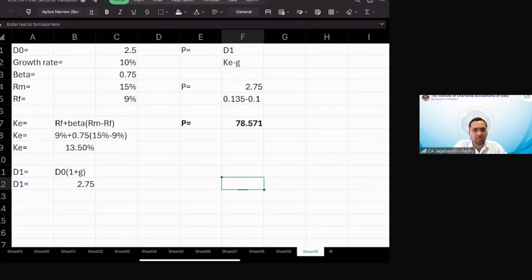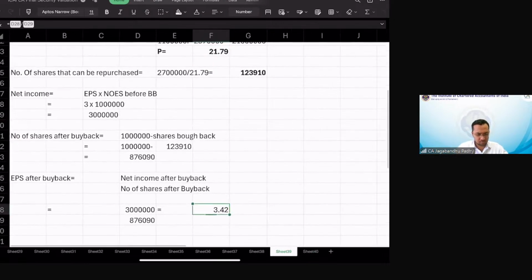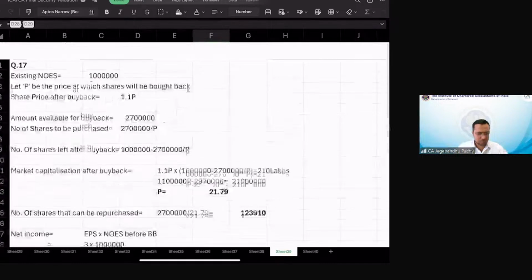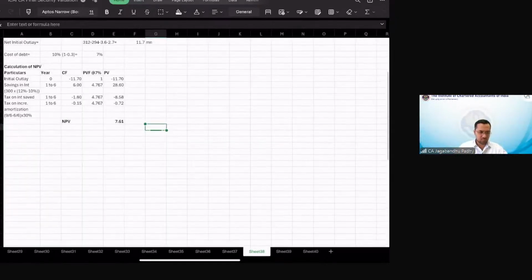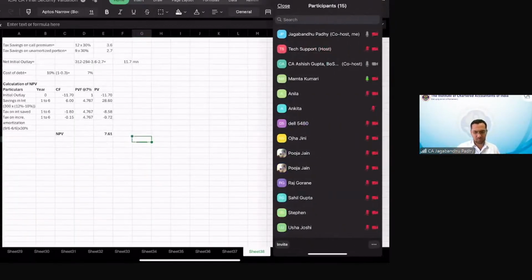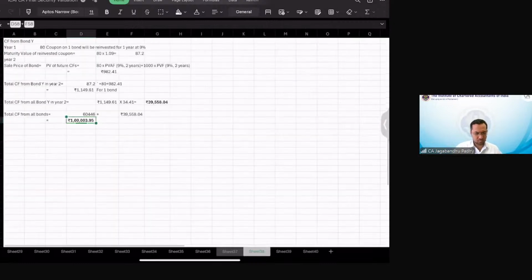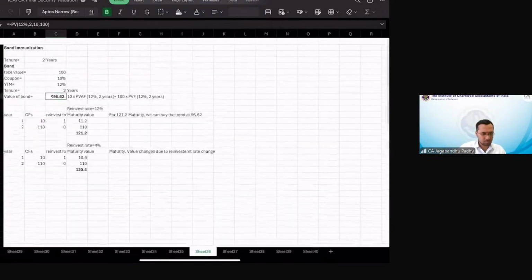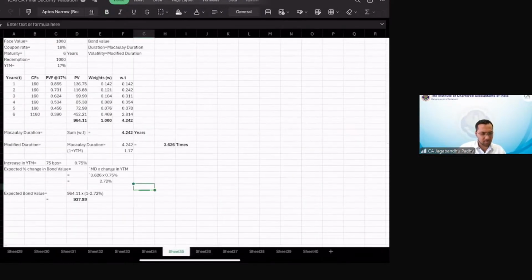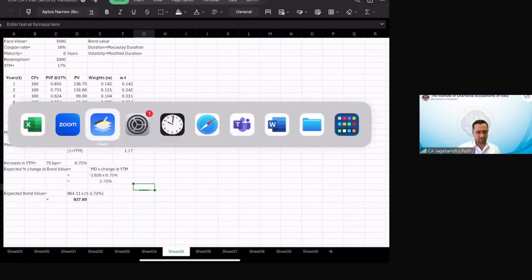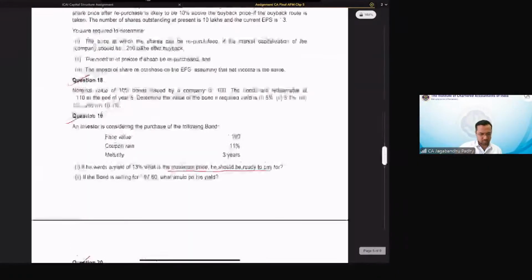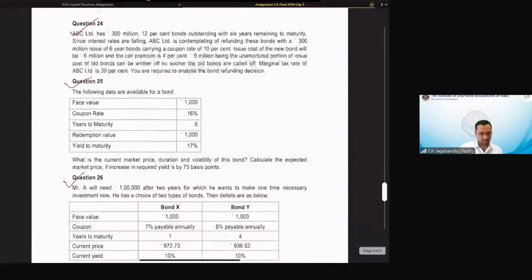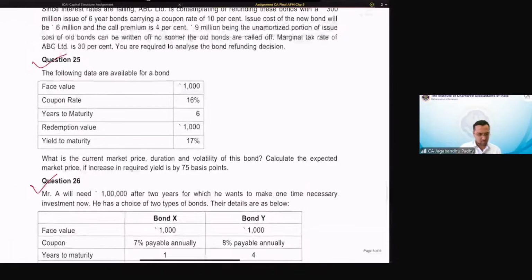Sir, in question number 25, we can calculate simply the expected bond value. Then why did we calculate the weighted expected bond value like that? Which question number? 25. Question 25. This one.